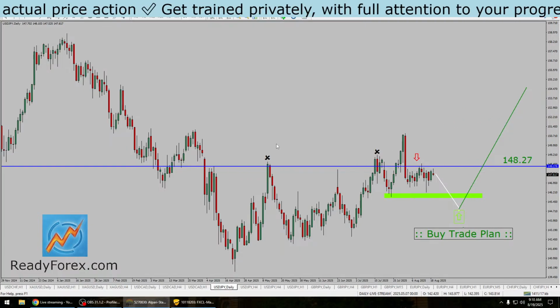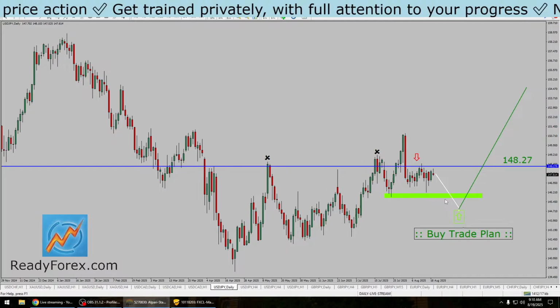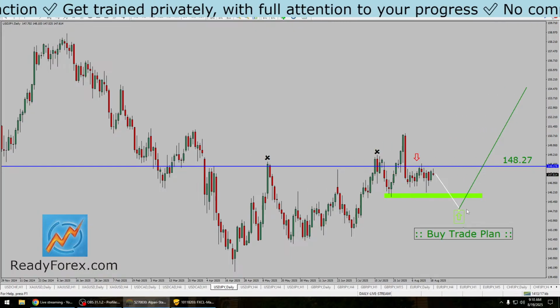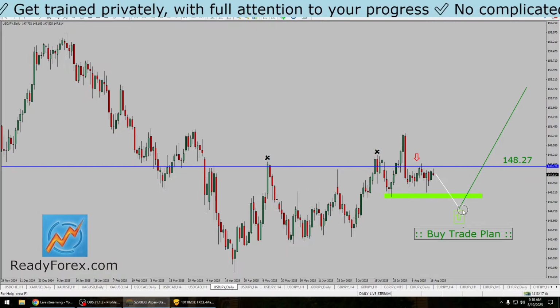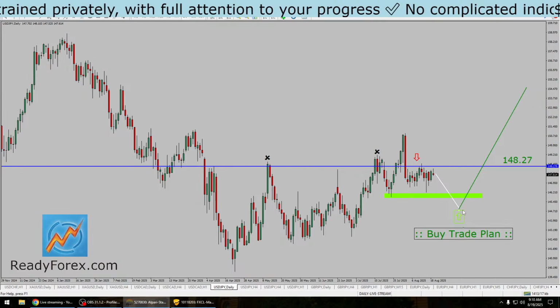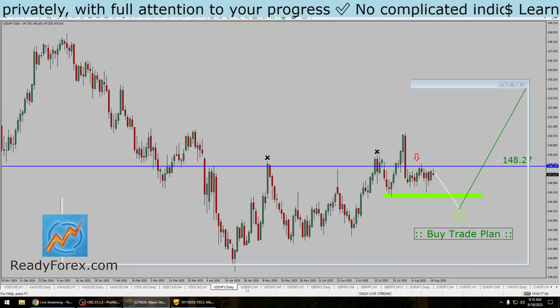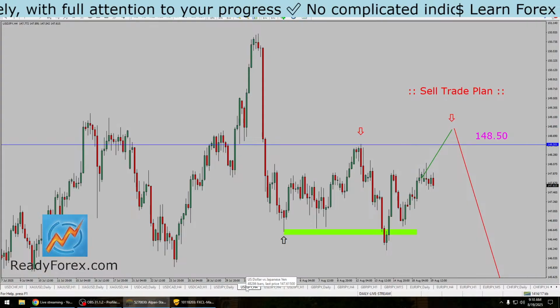Okay, so that's the plan. Wait for the market to drop more and then look for a potential bottom over here inside US dollar versus Japanese yen currency pair.